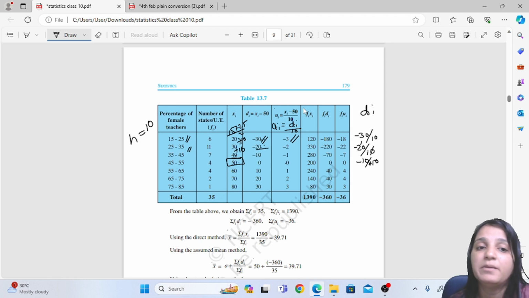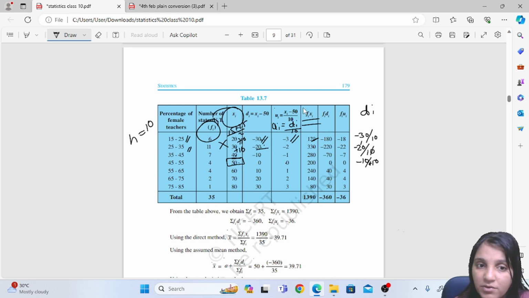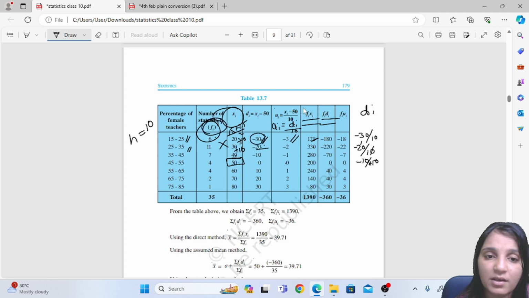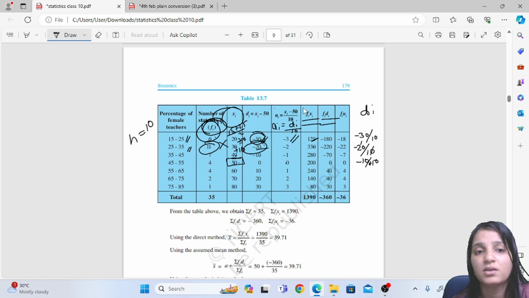Now, you have to multiply fi with xi. So 6 into 20 is 120. 11 into 30 is 330. This is how you get it after multiplying fi with xi. Then the next column is fi di. So fi you have here and di. 6 into minus 30 is minus 180. 11 into minus 20 is minus 220. 7 into minus 10 is minus 70. So this will be your fi di, and then the next one is fi ui.